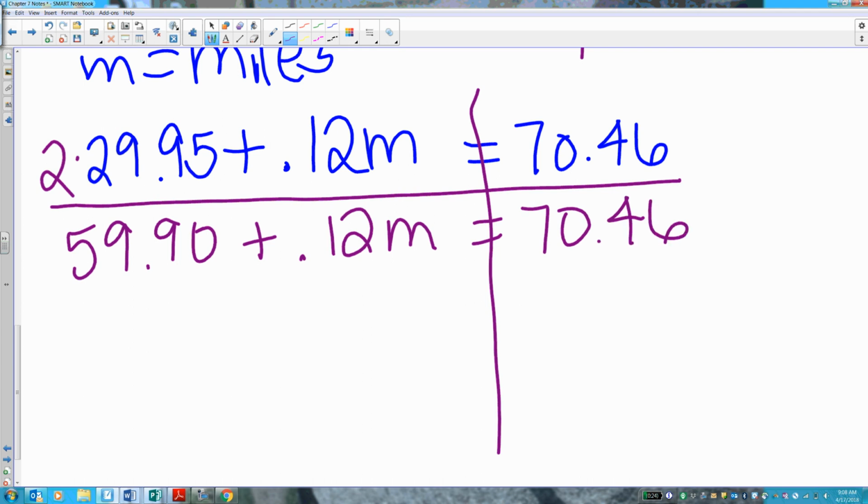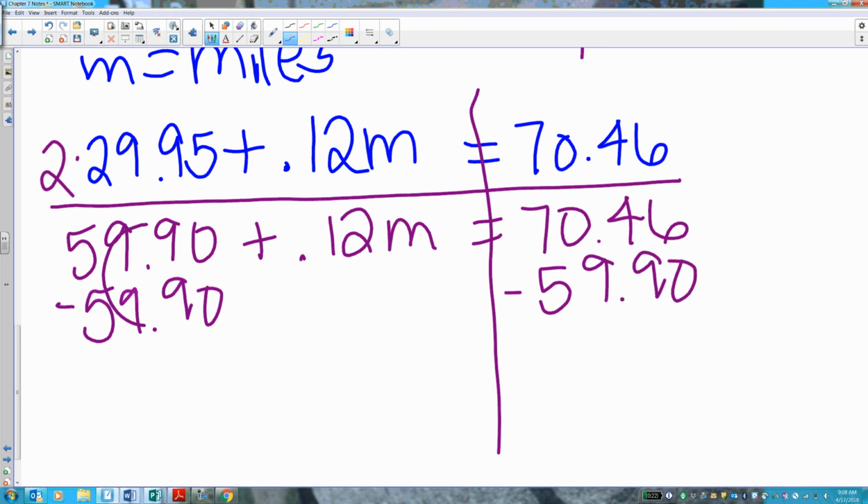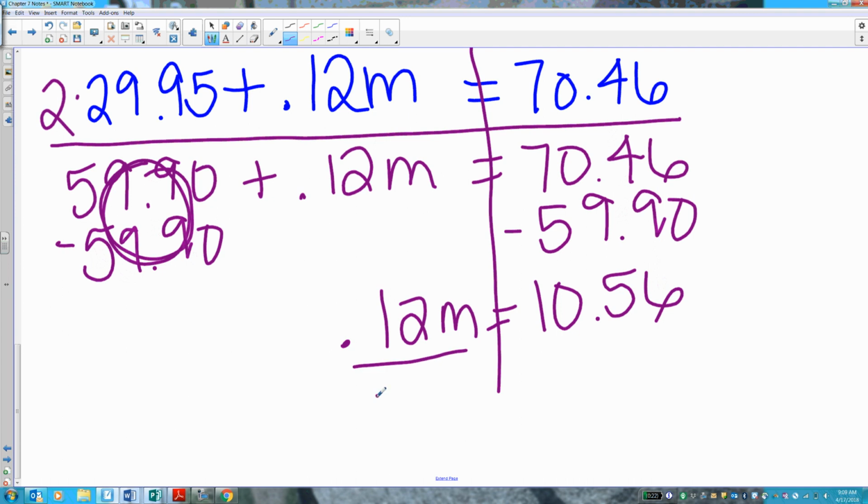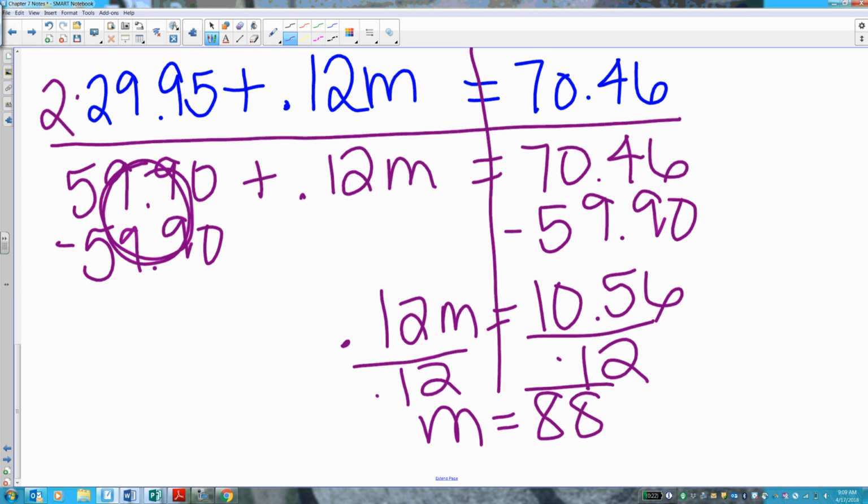All right, so now you guys know how to solve this, and I'll solve this one with you. So subtract the $59.90, subtract the $59.90. This turns into a 0 pair. 12 cents M equals $10.56. And divide by my 12 cents a mile. So I went 88 miles. So that was my third step to solve.